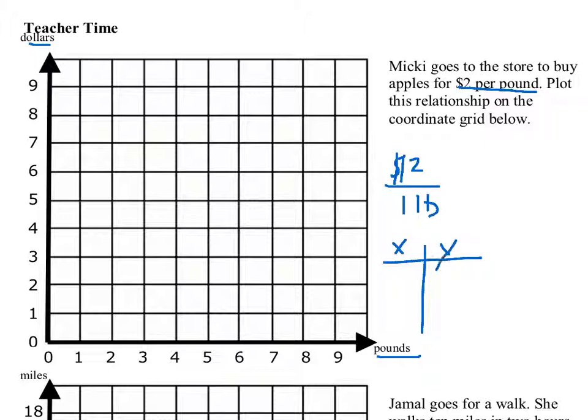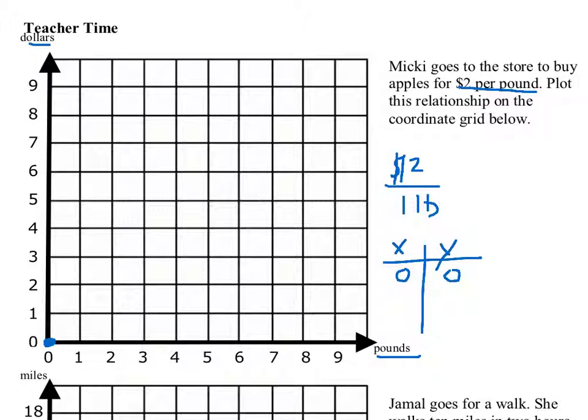Okay, so on our x-axis, let's say we buy 0 pounds of apples. How much is that going to cost? $0. So that would mean $0. Y is our dollars. That would be this point right here, right down there on the bottom.